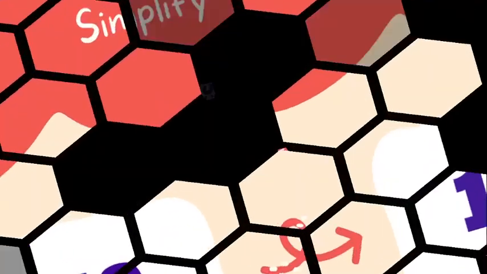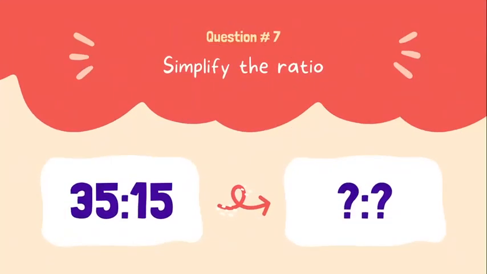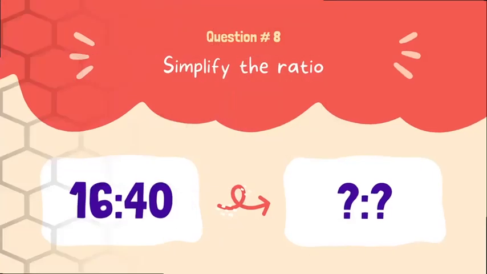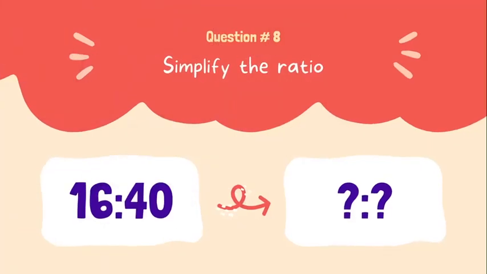Question number 7. Simplify the ratio 35 to 15. If your answer is 7 to 3, magaling! You got it right. Question number 8. Simplify the ratio 16 to 40. If your answer is 2 to 5, perfect.